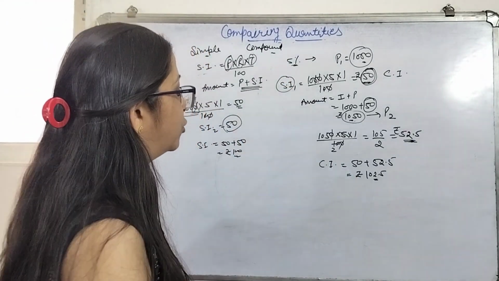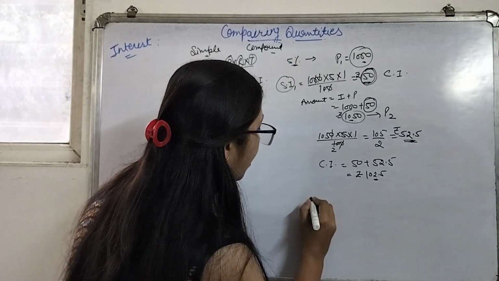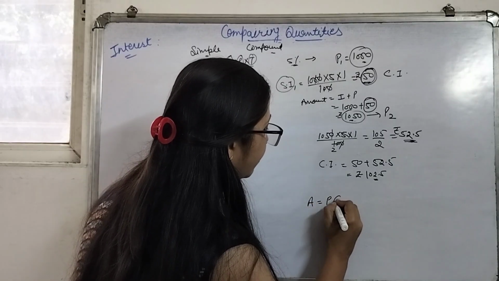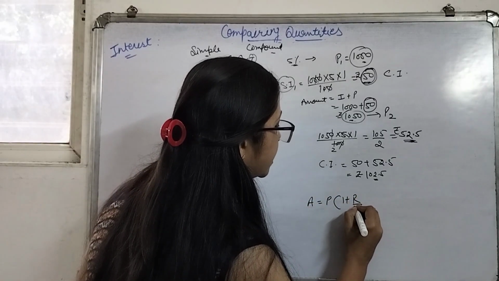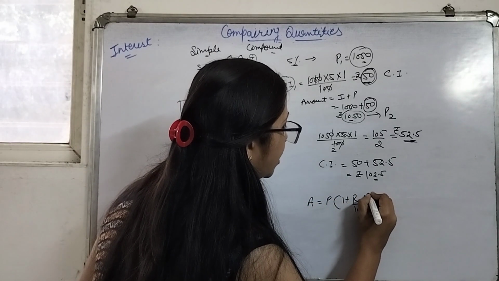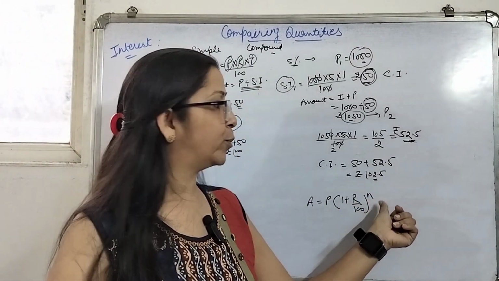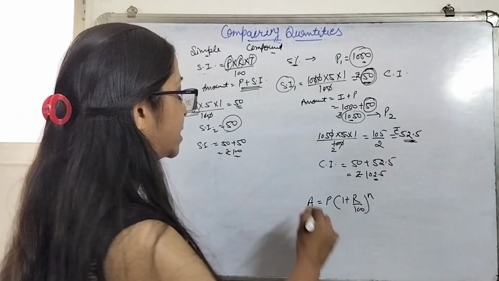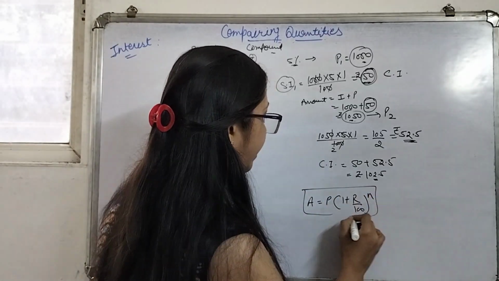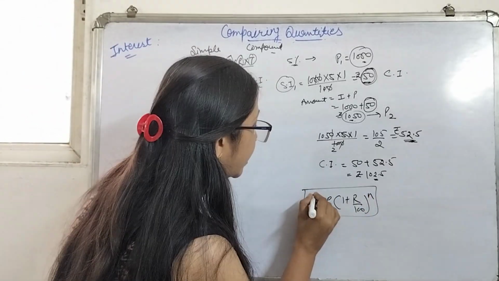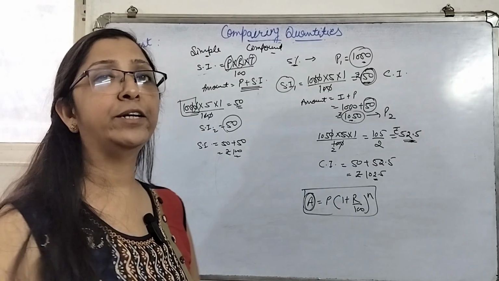And another method is the formula: amount is equal to P multiplied by 1 plus R over 100, raised to the power N, or you can say T, which shows your time duration, how many years it is. So this is also a method by which we can find compound interest. Over here, we are getting the value of amount, not interest.